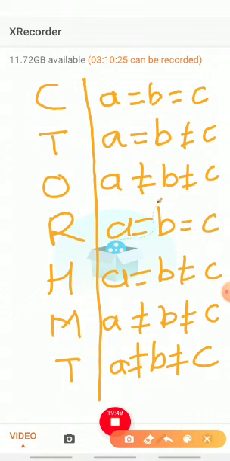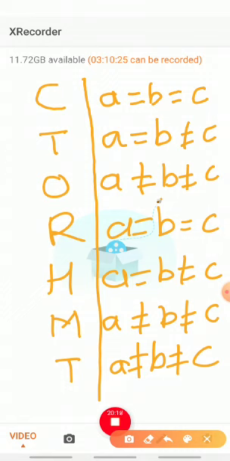Did you understand it? The first one, a = b = c. Second, a = b ≠ c. The third one, a ≠ b ≠ c. Now fourth one, again we have to repeat, a = b = c. The next one, a = b ≠ c. And the sixth one, a ≠ b ≠ c. And the seventh one is left, so the sixth one only will repeat.